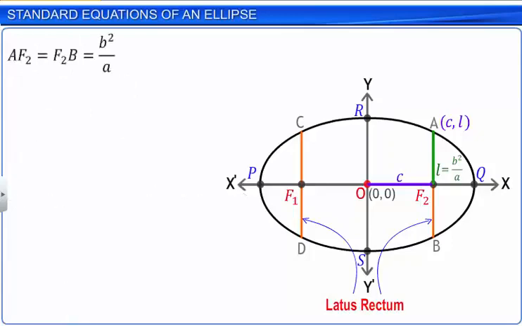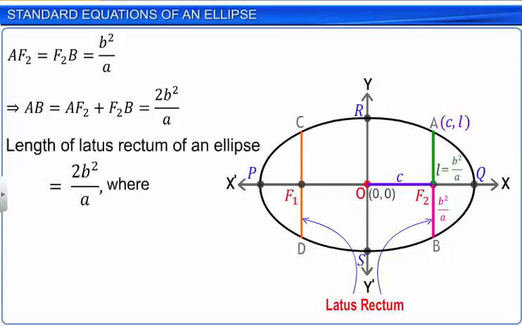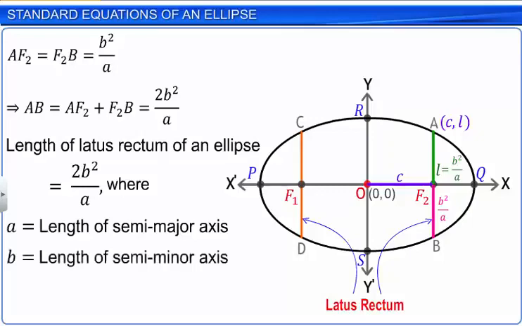Since the ellipse is symmetrical about the x-axis, distance AF2 is equal to distance F2B. Hence, the total distance AB is equal to 2b square upon a. Distance AB is the length of the latus rectum. Thus, the latus rectum of an ellipse with the semi-major axis equal to a and the semi-minor axis equal to b is given by 2b square upon a.